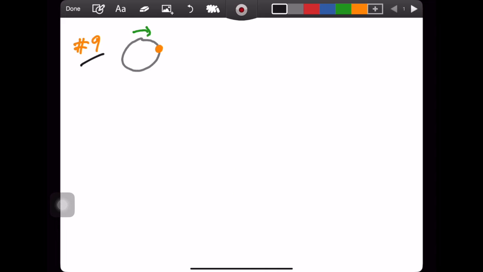This is problem 9 on problem set 4. There will be an exam problem exactly like this. If you can imagine, we're looking down on a turntable, and the turntable is rotating in a clockwise direction as symbolized by the green arrow. And then you can imagine that there is a metal cylinder sitting on the turntable, and it's stationary. As the turntable turns, the small metal cylinder does not slip.